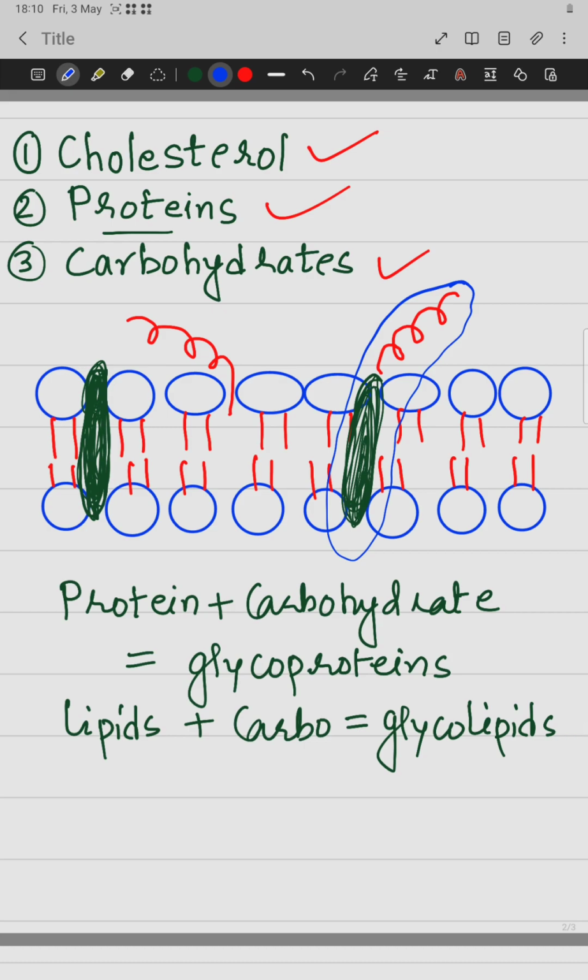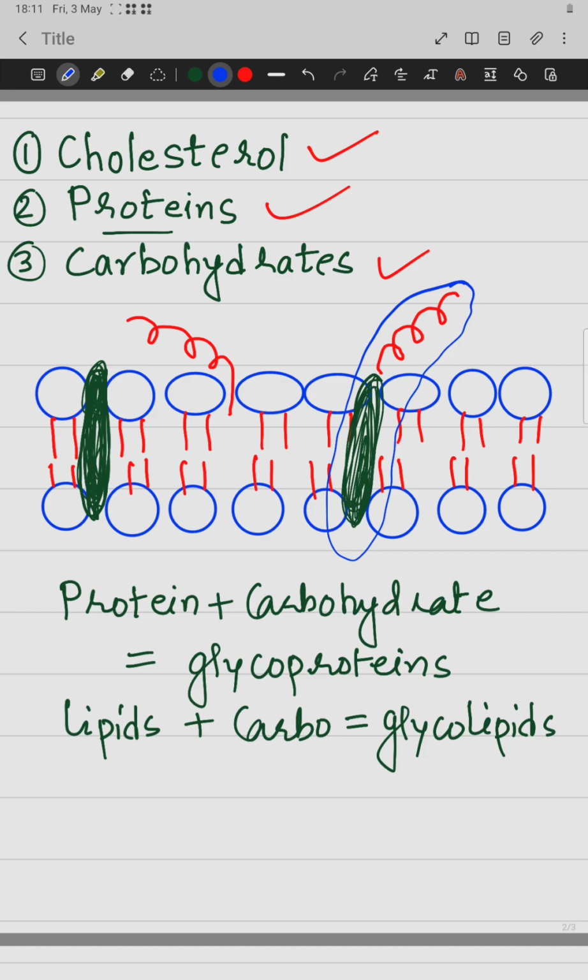It helps in labeling the cell. Like for example, the immune cells of the body can distinguish the cells with the help of these glycoproteins, that which cells are from our own body and which cells are from the foreign body, or which are the foreign cells. So that is the function of the glycoprotein.